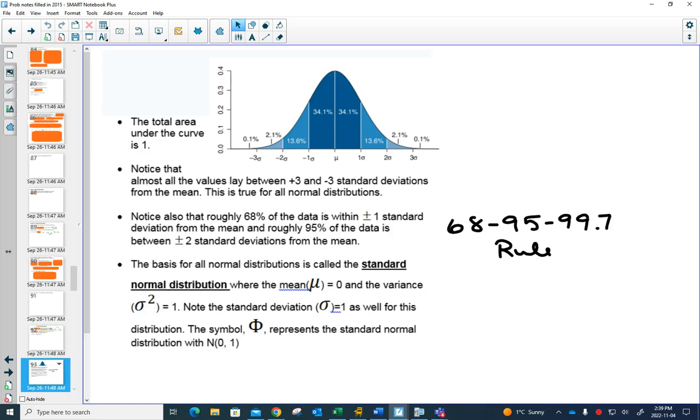Same thing, the 95 is not perfect, but it's close, so we use 95. And then we couldn't just say 100, because that would mean everything was possible. We have to leave the possibility for things to be out there beyond, but it's very small. So that's why we have 99.7. These are not exact values. These are just estimates. We're going to find out how to use a calculator to have them exact.